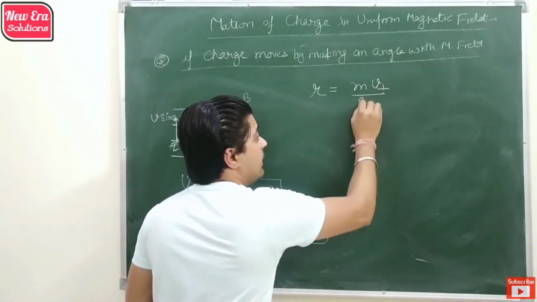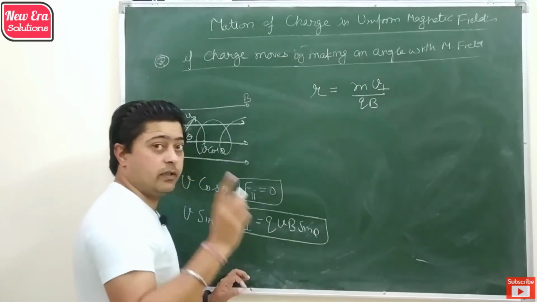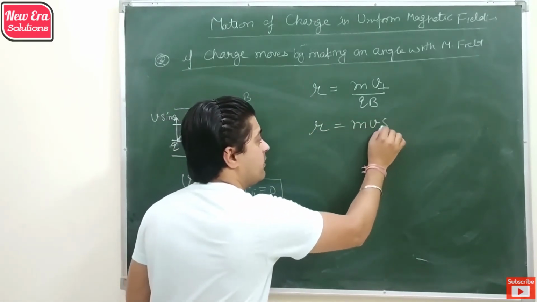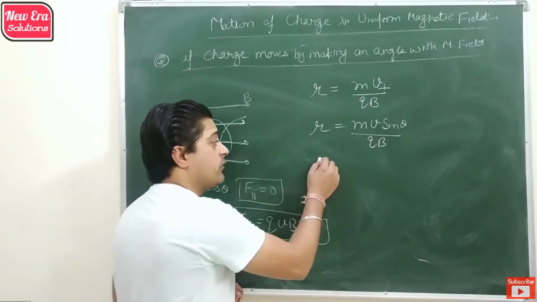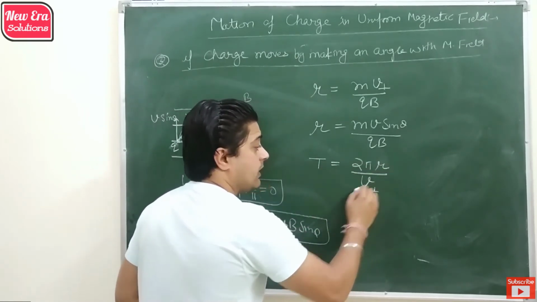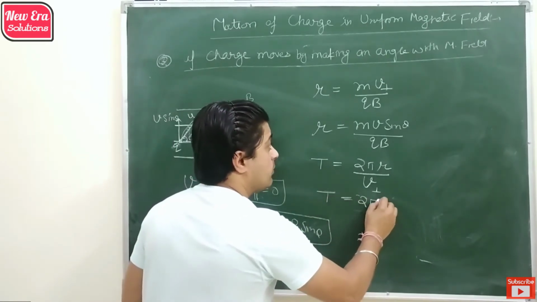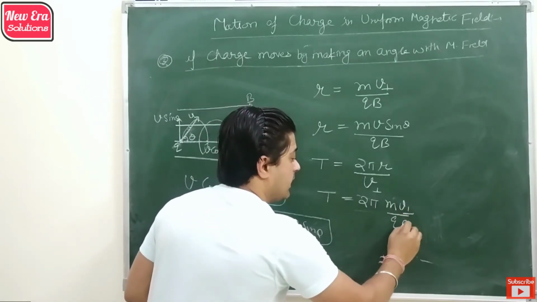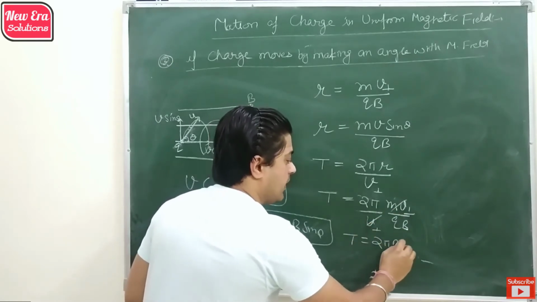mv perpendicular by qB. Now only the perpendicular velocity is used to find the radius, so the radius of the helical path is mv sin theta by qB. Similarly, if you want to find the time period, which is circumference upon the effective velocity, then the time period is equal to 2 pi m v perpendicular by qB divided by v perpendicular. So the time period is 2 pi m by qB.